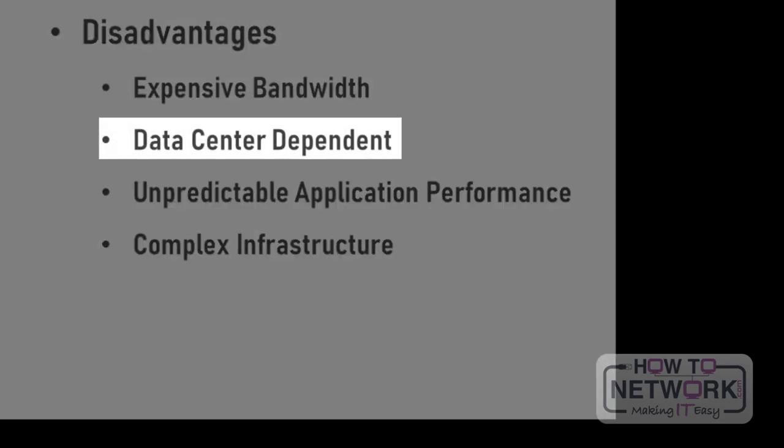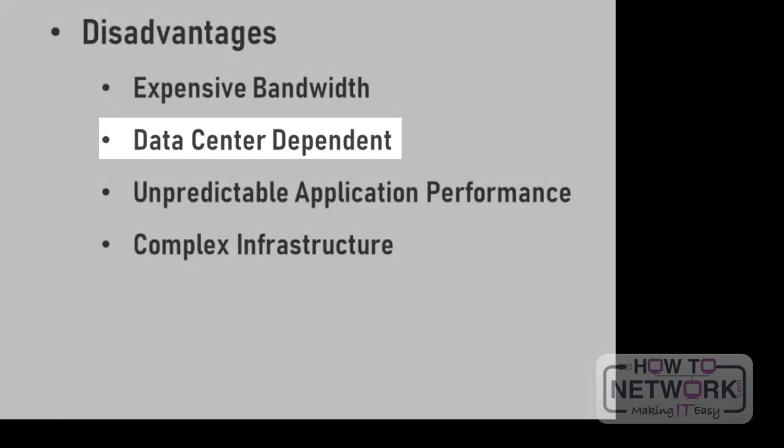Traditional WAN is data center dependent, with no direct access to cloud resources from the branch with a hub and spoke network design. The traffic is backhauled through the enterprise data center with heavy performance penalties.